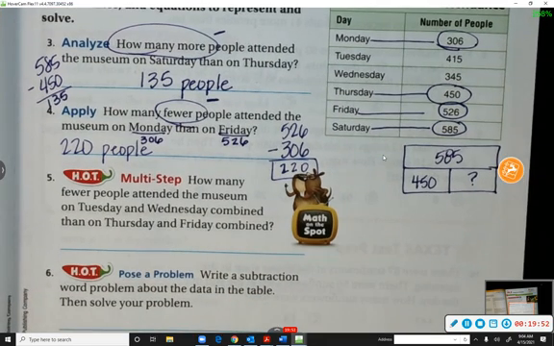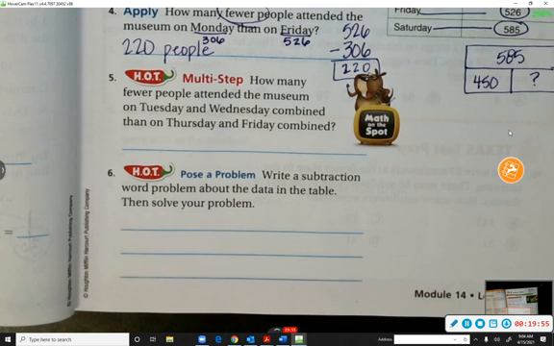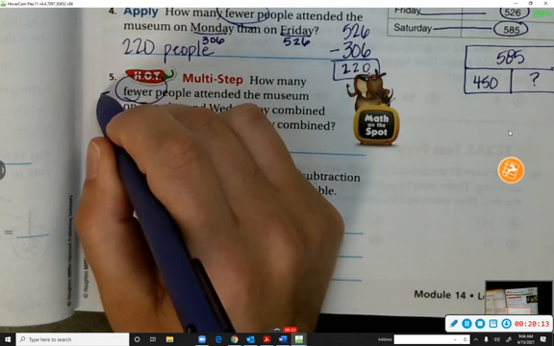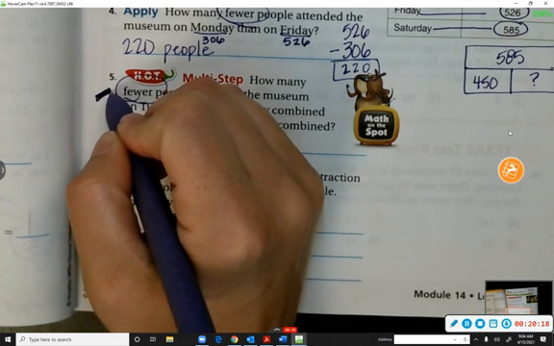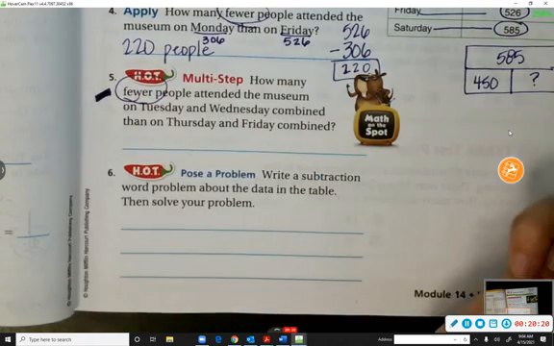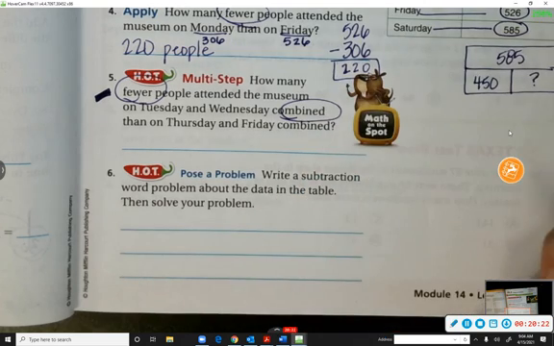Number 5 is a multi-step. How many fewer people attended the museum on Tuesday and Wednesday combined than on Thursday and Friday combined? Okay, these are the types of problems that trick us. Okay? How many fewer means what? Subtract. We're going to subtract, but is that the only thing we need to do? No. I heard another key word in there. What is it? Combined. Add then subtract. I see combined twice.